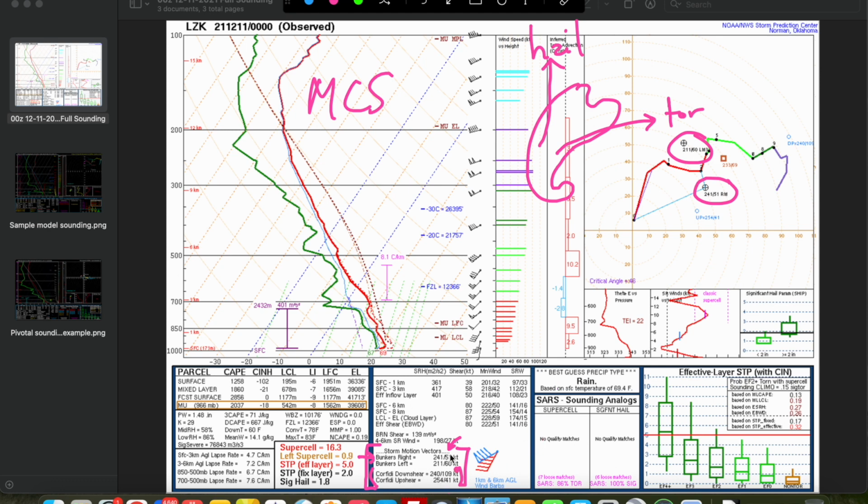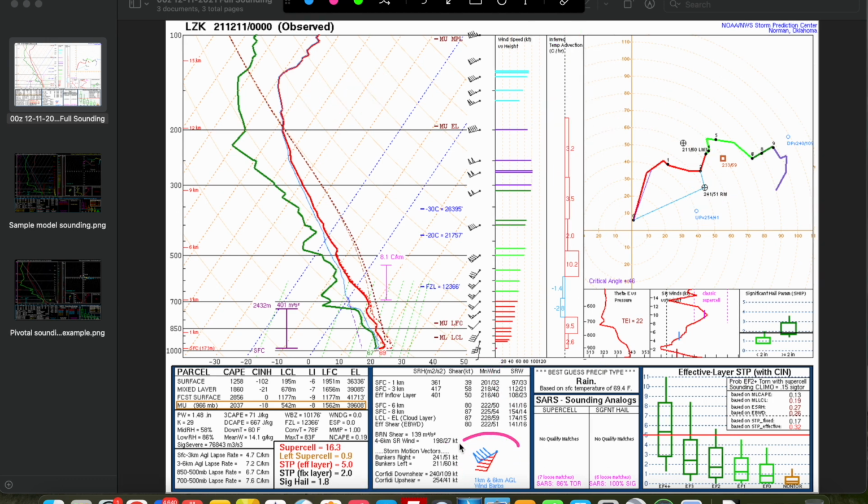So the Corfidi downshear vector is an estimate of the net storm motion for a forward propagating MCS. Your Corfidi upshear vector is an estimate of the net storm motion for a back building MCS. Again, as a storm chaser, we don't like to chase MCSs all that often. We like to chase supercells. But these are here to give you a little bit of a hint of the MCS motion if an MCS is likely in a given environment.